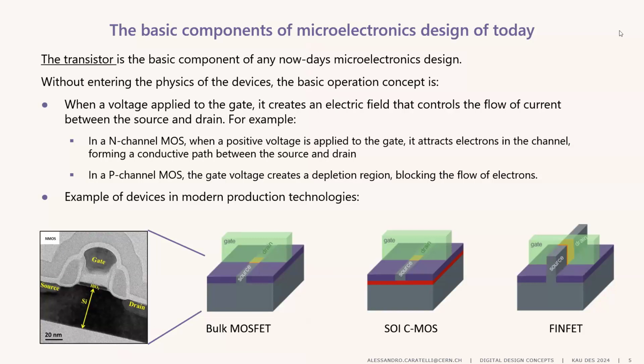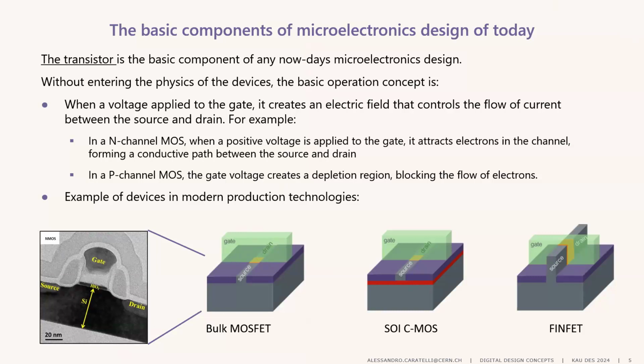Without entering into the physics, and I think you will actually have a lecture that will go more into the details of this object, what this object does as a macro effect is that when you apply a voltage to the gate, so the top part there, it creates an electric field that controls the flow of current between 2 points, between what we call source and drain.